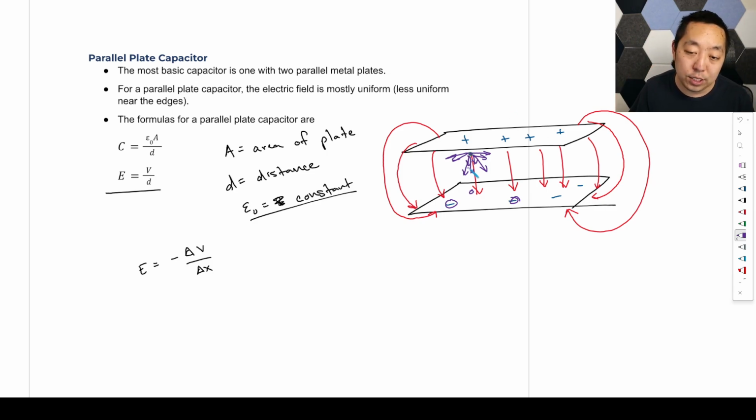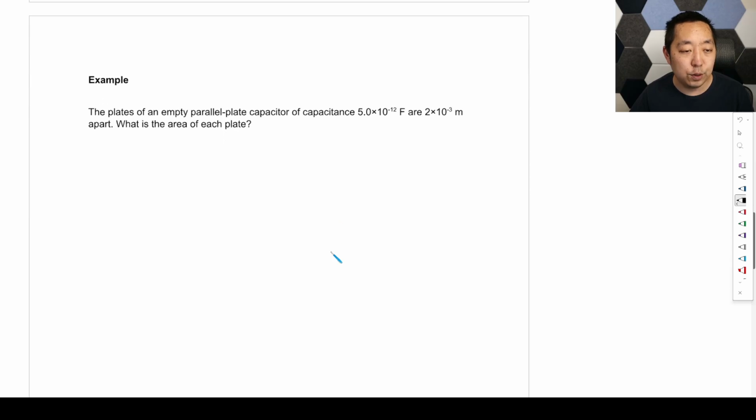So the end result is it doesn't actually matter where you are vertically in this distance. The electric field is the same, no matter if you're closer to one plate or another. And that's a really important fact for parallel plate capacitors. Okay, so let's do a few example problems just to understand how this works.